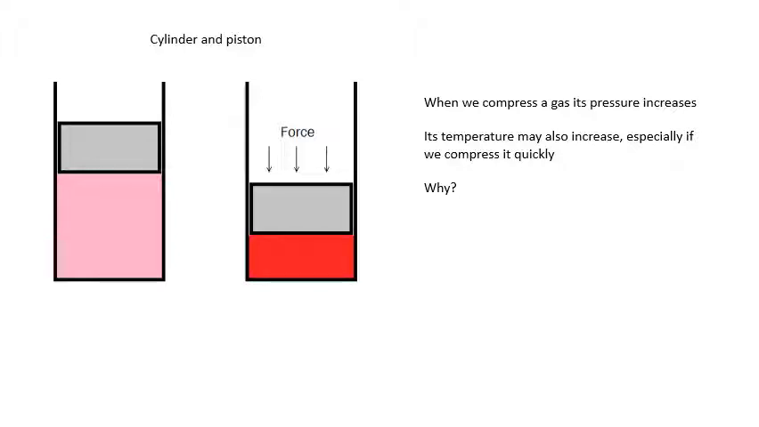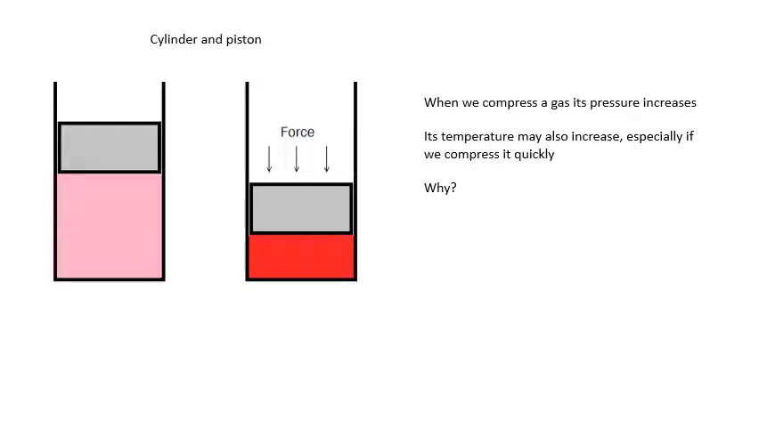Now here we have a cylinder and a piston, and there's some gas in the cylinder, and what we're doing is we are compressing the gas. So we're applying a force and the piston is moving and the gas is being compressed. Now in the last video we assumed that the temperature would be constant. What will probably happen, especially if you do this quickly, is that the temperature will increase. When we compress a gas, its pressure increases and its temperature may also increase, especially if we do it quickly.